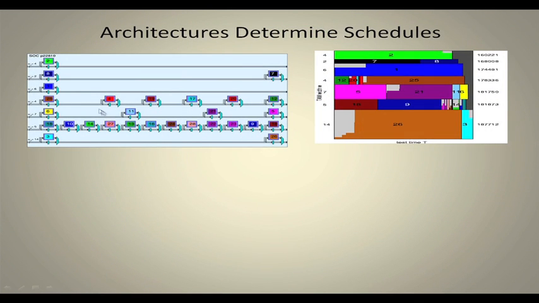Test architecture is going to determine the schedule. In this slide you see the TAM distribution of different cores of this particular SOC, P22810. This is a benchmark SOC that has a number of cores in it, I think 26 cores. They come under the ITC 02 series of benchmarks.